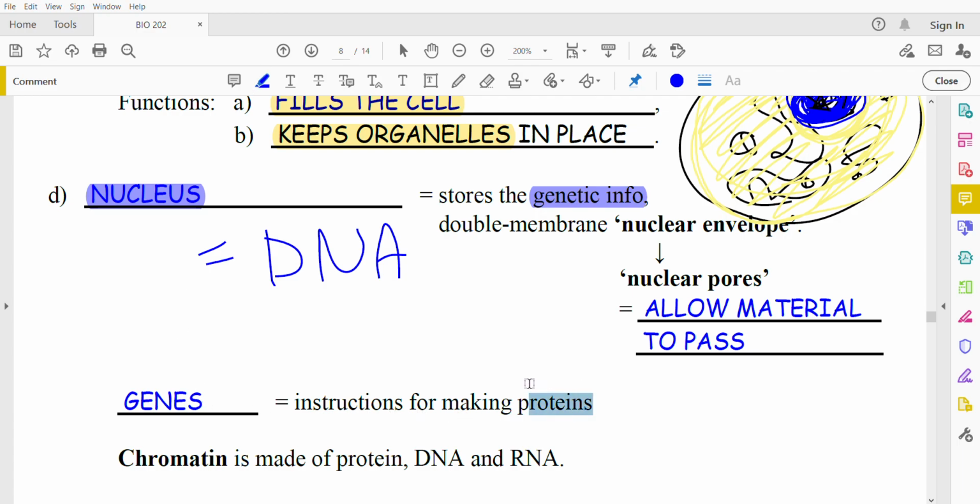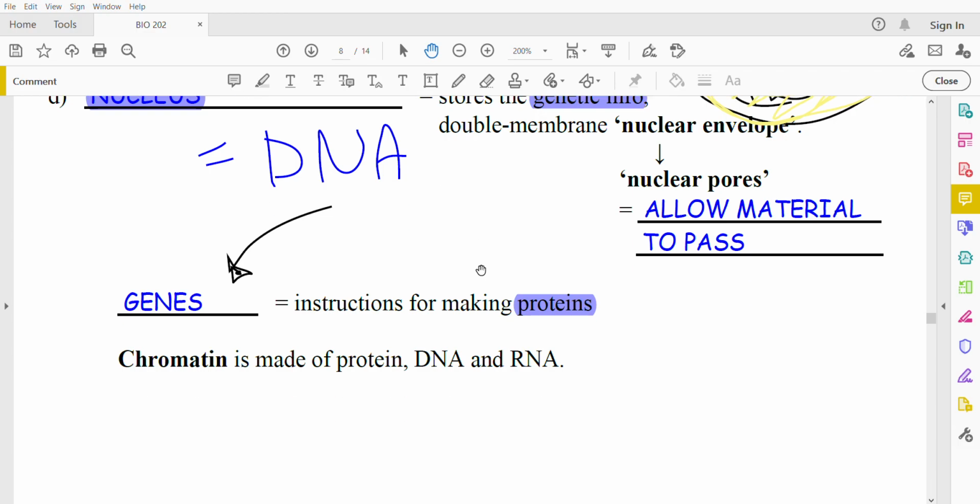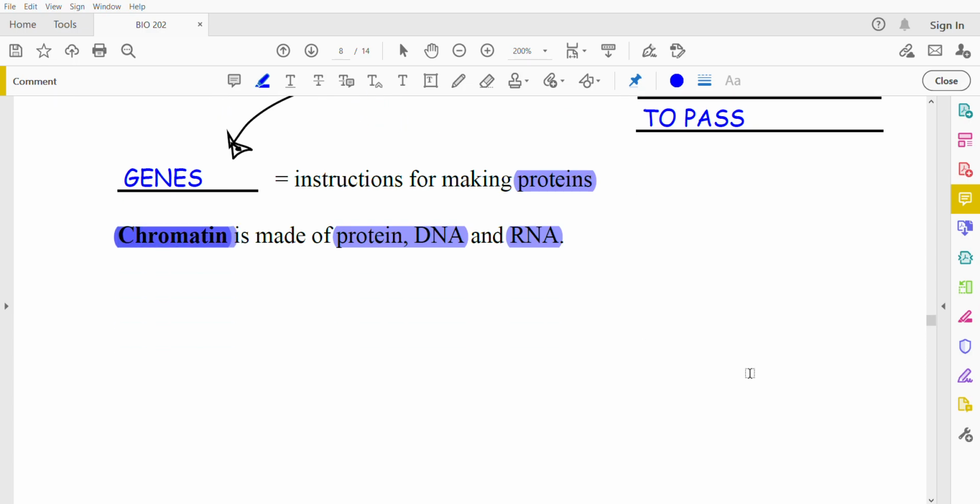Within the nucleus, like we said, was DNA, and a section of DNA that codes for a specific protein is known as a gene. So a part of DNA that codes for a functional protein is the gene. And there's a lot of material in DNA that actually doesn't code for anything as well. The term chromatin should also be something that you remember from our chapter material. That's made of protein, DNA, and RNA. So if you have forgotten that, again, jump back and have a look at that lecture video.